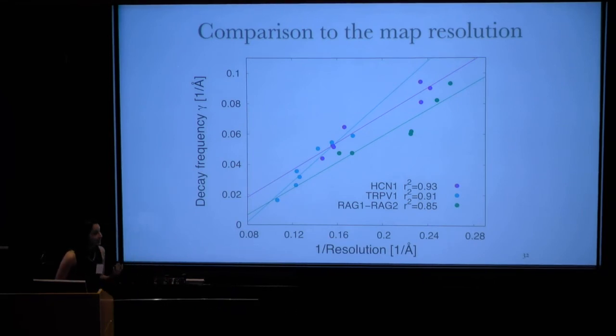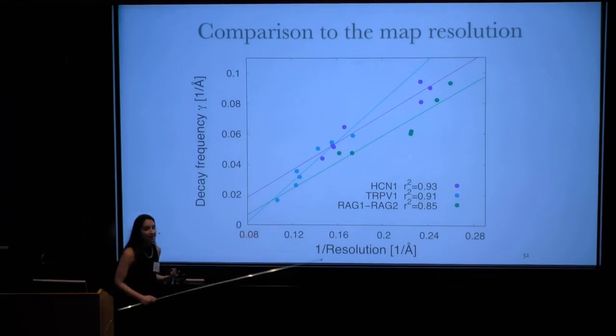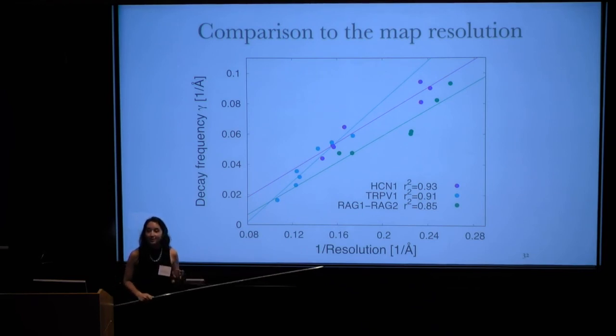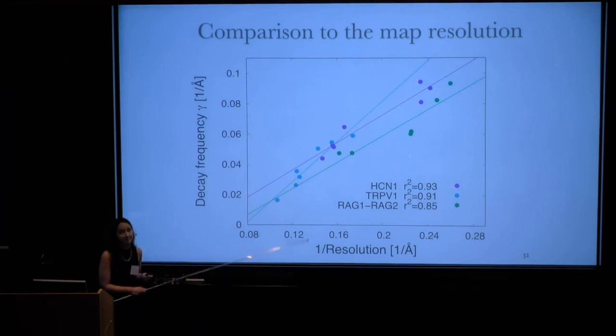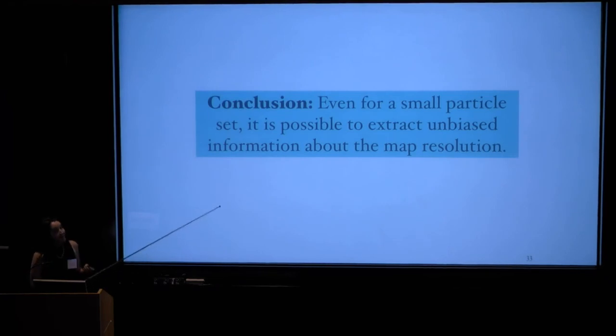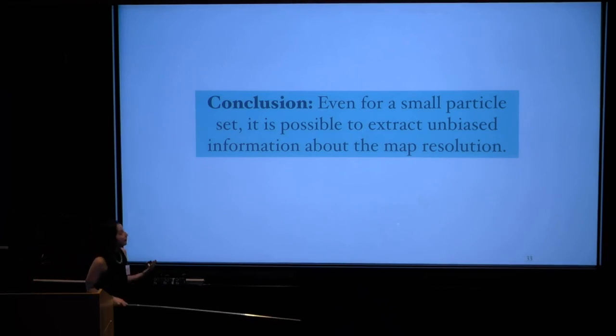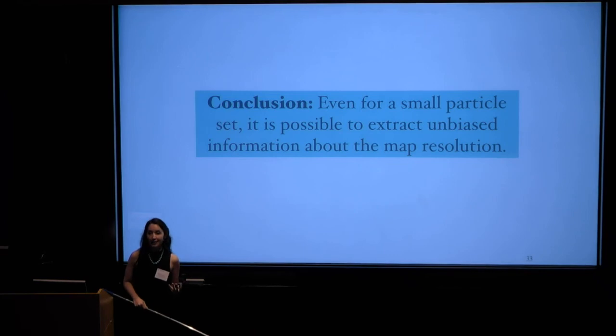The amazing thing is that we obtain very high correlations of the order of 0.9. And basically, the information of the map resolution is contained in this control set, in this particle control set. So how I want to conclude is that even for a small particle set, it's possible to extract information about the map resolution in an unbiased manner.